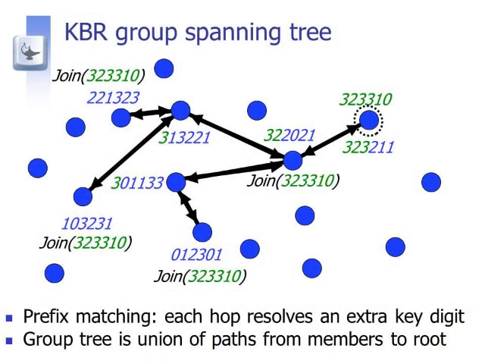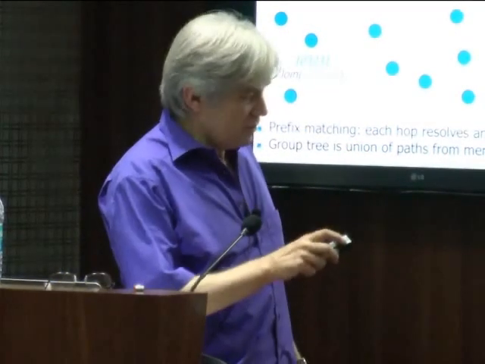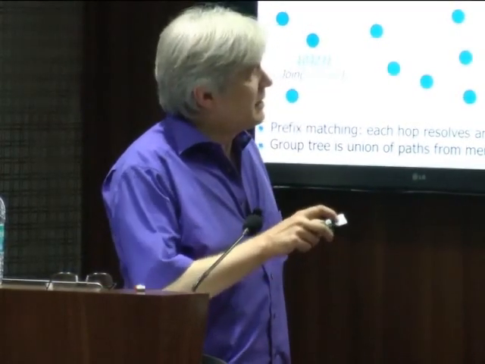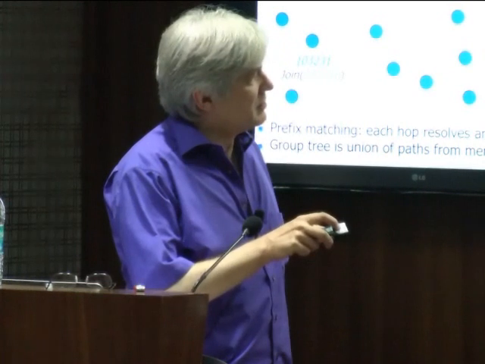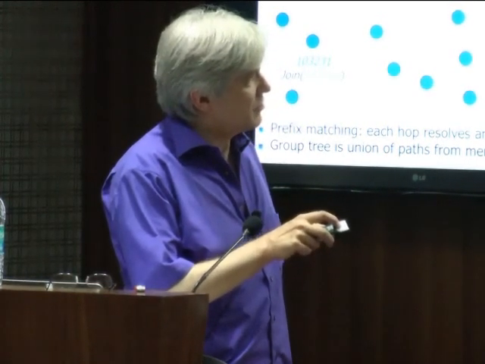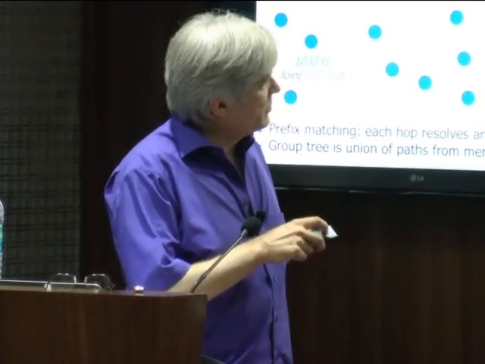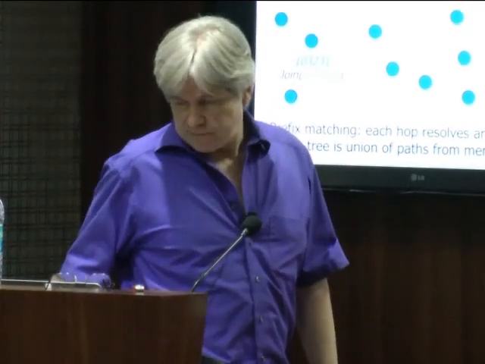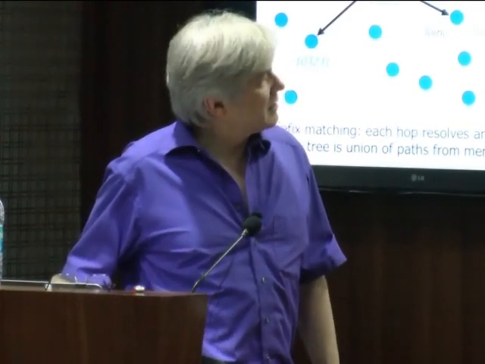So let's quickly look at how this happens. Some people want to join a group. They pick a group ID, which happens to be associated with this node here. This is the group ID. And then, any old node that wants to join simply routes towards that key.